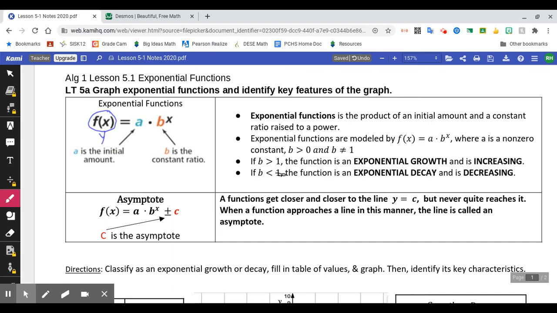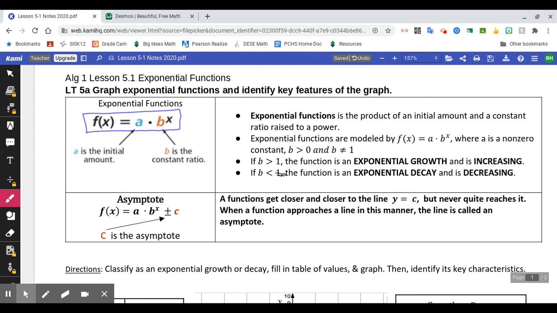So this is the most basic exponential equation or function. And just like we have with our linear, where we've got y equals mx plus b, this is the same thing only with exponentials. So this is called f of x equals a times b to the x. Now, again, it has an exponent in it because we were talking about exponential functions, okay?